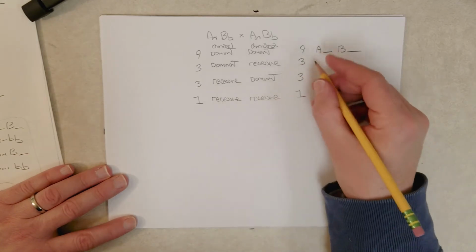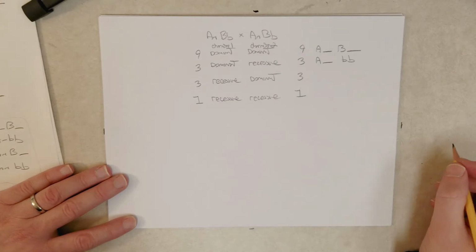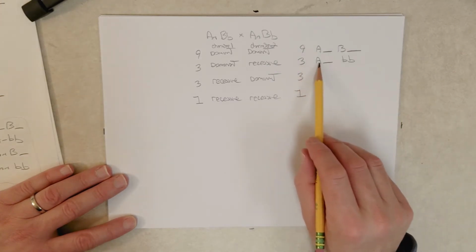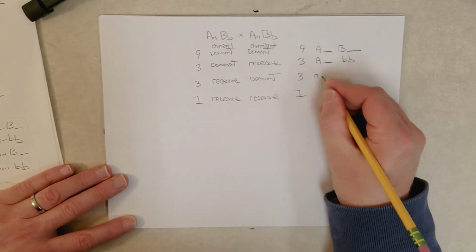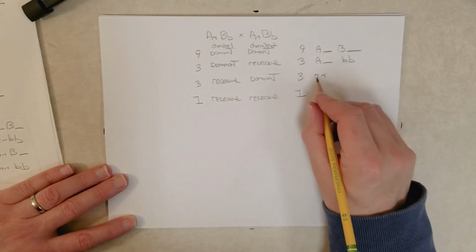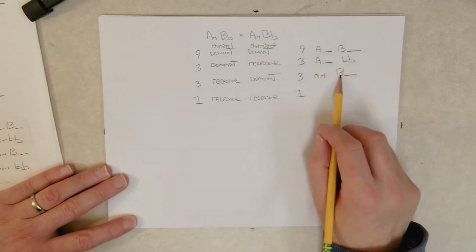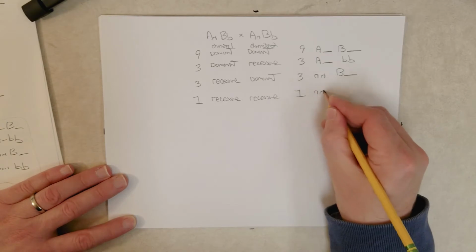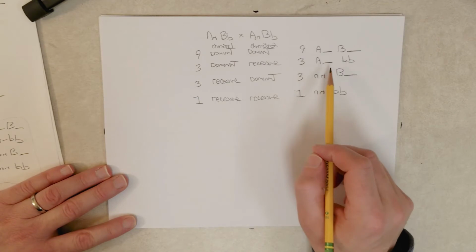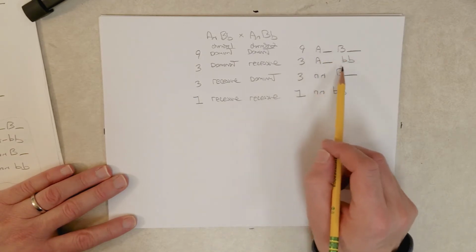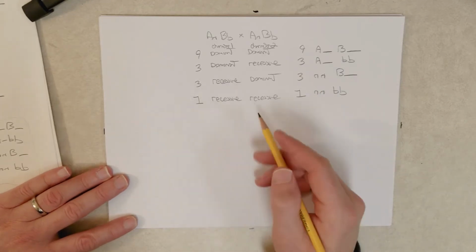So these three right here, we can symbolize like that. So 3 out of the 16 will have at least one big A allele and 2 little b alleles. The other 3 out of 16 will have 2 small a alleles and at least one big B allele, and 1 will have 2 little a's and 2 little b's. Now I can show you how we can use the forked line method to come up with this genotypic ratio right here.